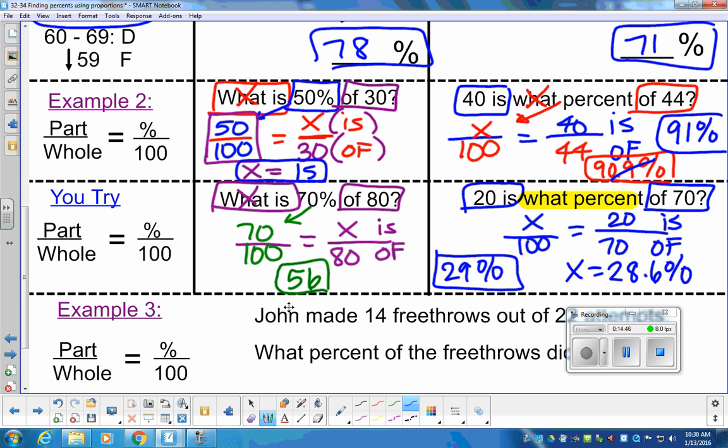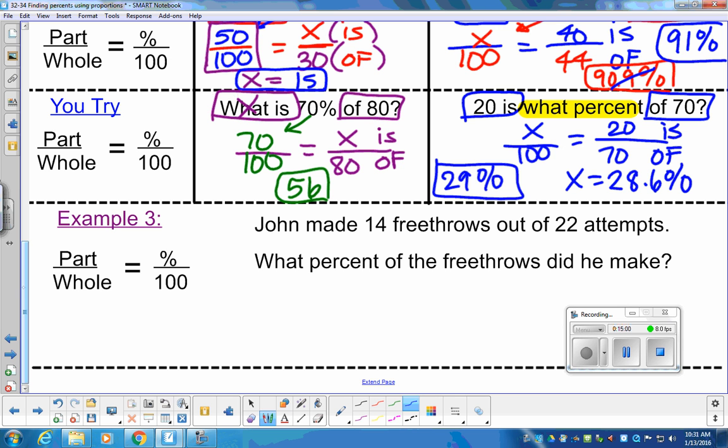Those are called is over of questions. It's when it's a really dry question without a lot of information. We can organize it with is over of. It's not like a math rule, it's just a way to organize. Moving on to example 3 at the bottom, we just have 3 problems left, I believe, maybe 4.